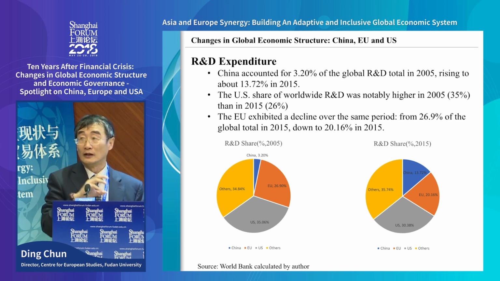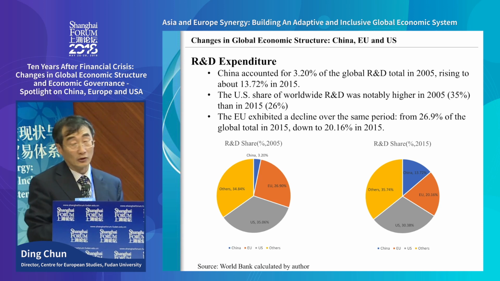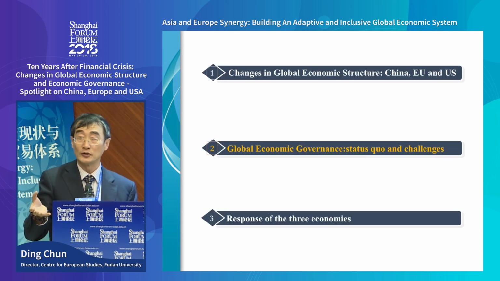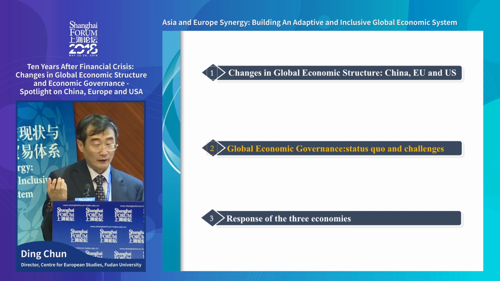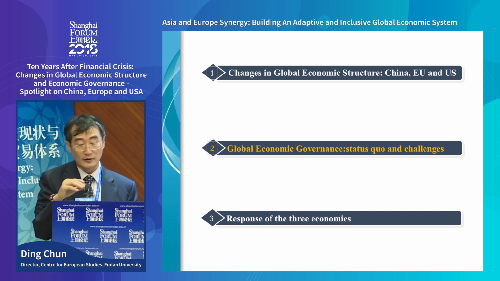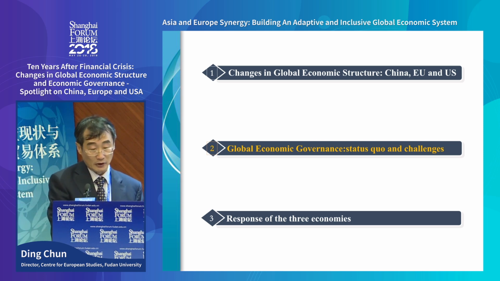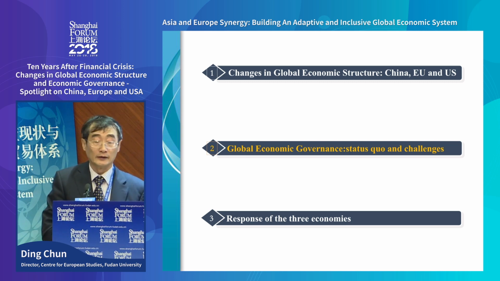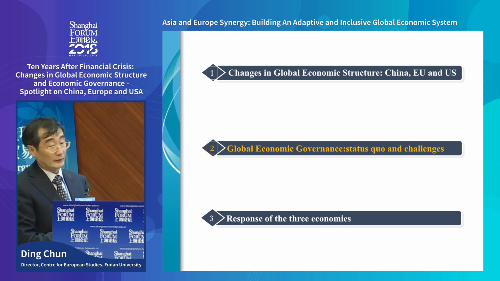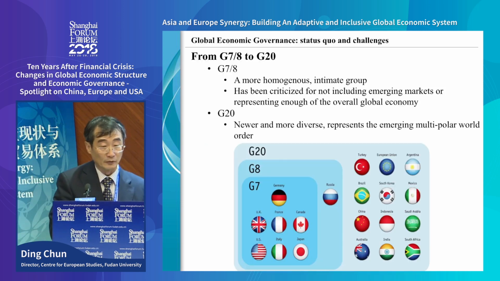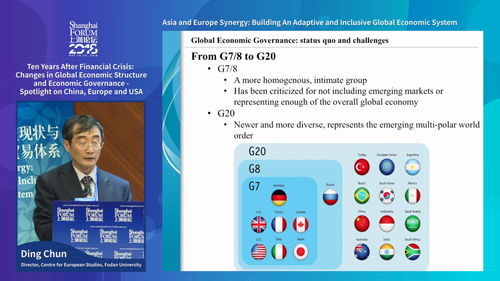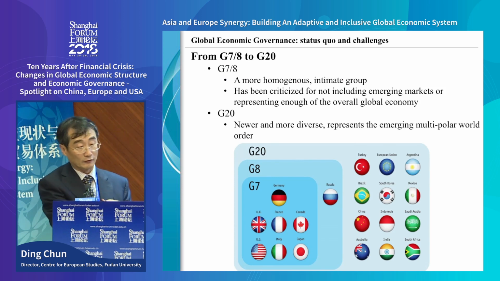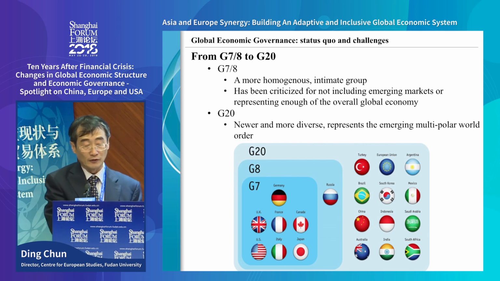So that's a brief introduction, or a picture, of the changes within these 10 years, especially after the breakout of the international financial crisis. And then about the economic governance system, we all know that the dominance has switched from G7, G8 to G20.